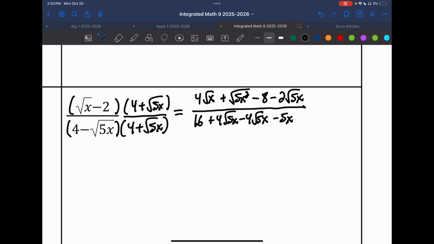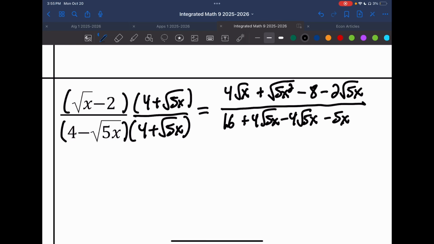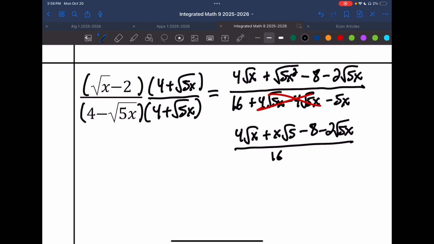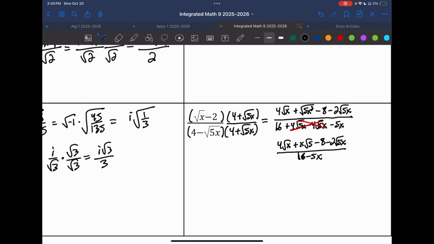So a couple things we can do here. One, we can cancel these two out. Okay, that's why we multiplied by the conjugate. And then the other thing we can do is we can simplify this x squared up here. So we can turn this into 4 root x plus x root 5 minus 8 minus 2 root 5x over 16 minus 5x. And that would be as far as we can go.